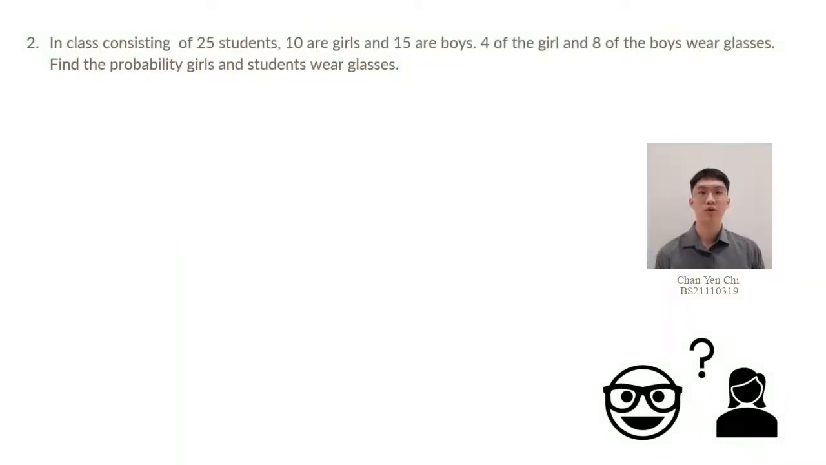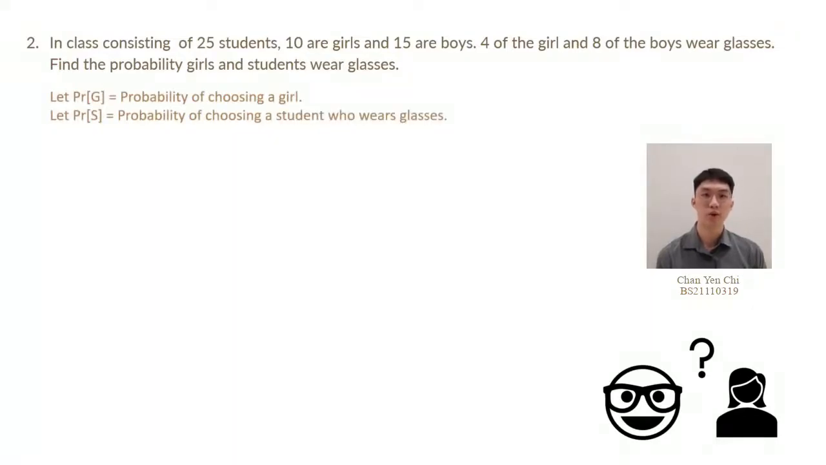I'm Yen. I'll present for question 2 of the Q&A. In a class consisting of 25 students, 10 are girls and 15 are boys. 4 of the girls and 8 of the boys wear glasses. Find the probability of girls or students who wear glasses.